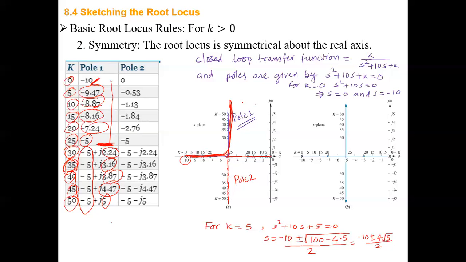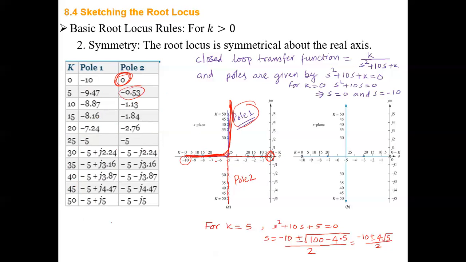Similarly, this is for pole 1, right? Similarly, if you do the pole 2, what do you get? So you start with 0, right? See, you start with 0 here. This is your 0. Then you have negative, this guy here. This is for 10, this is for 15, this is for 20. It comes this way, okay? Then at 5 is -5, 25 is -5.